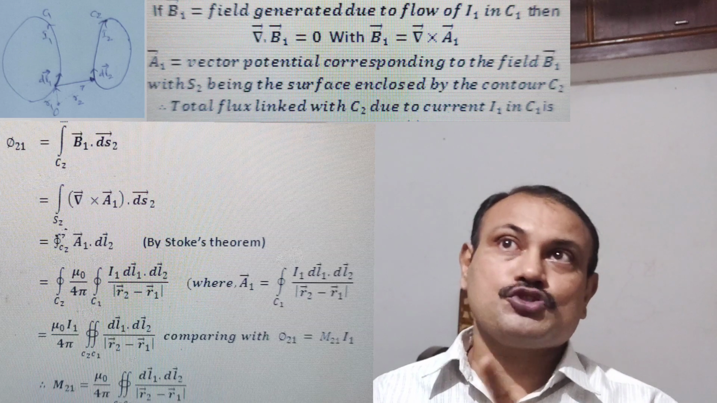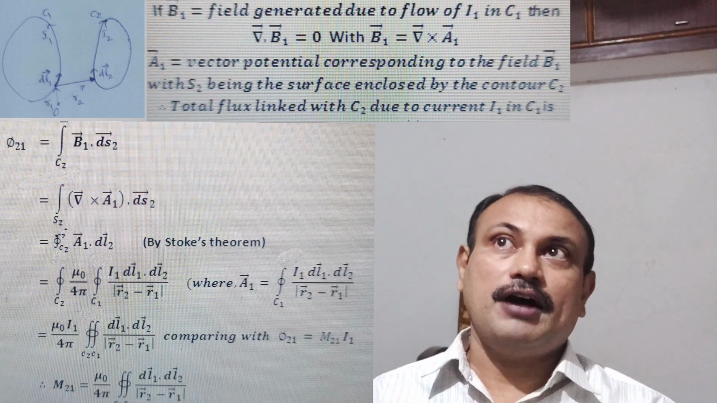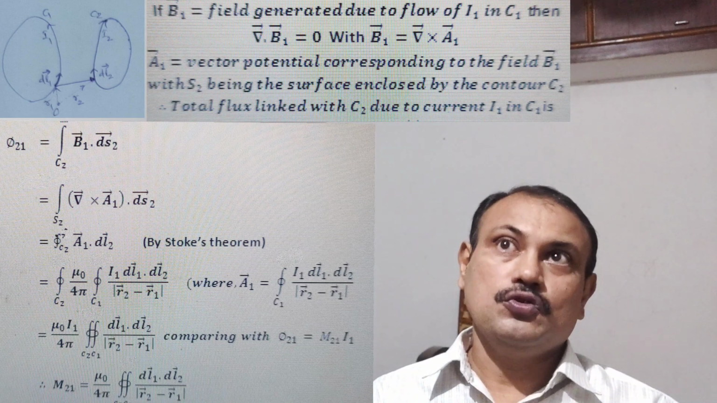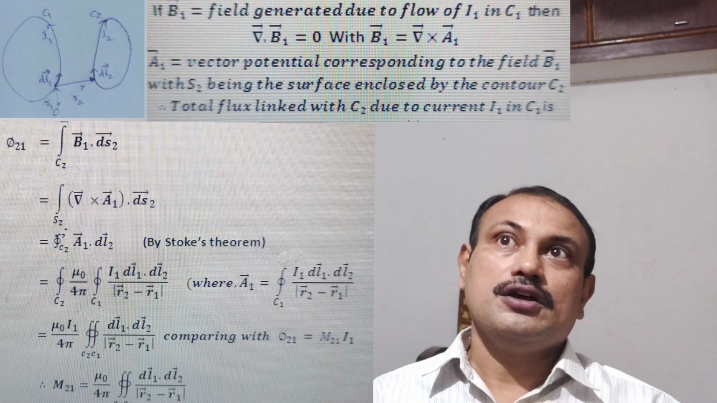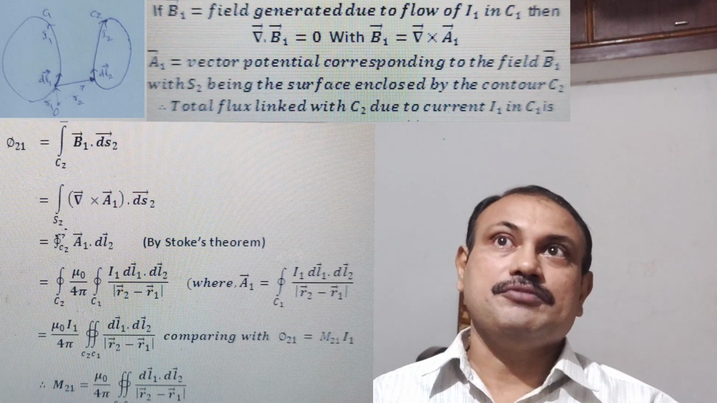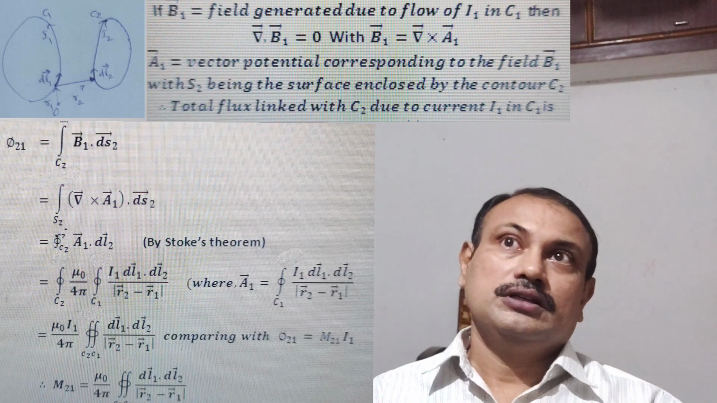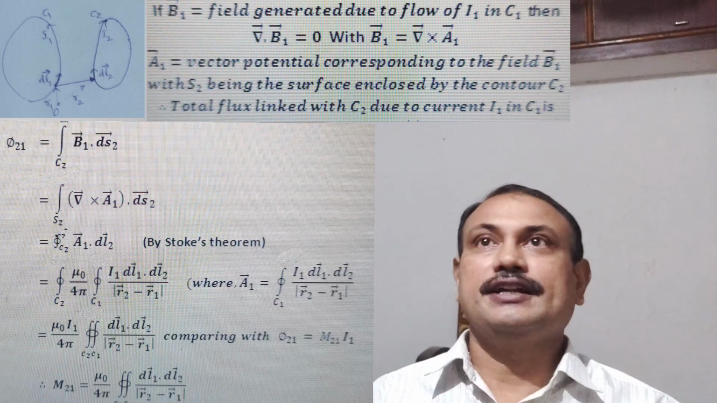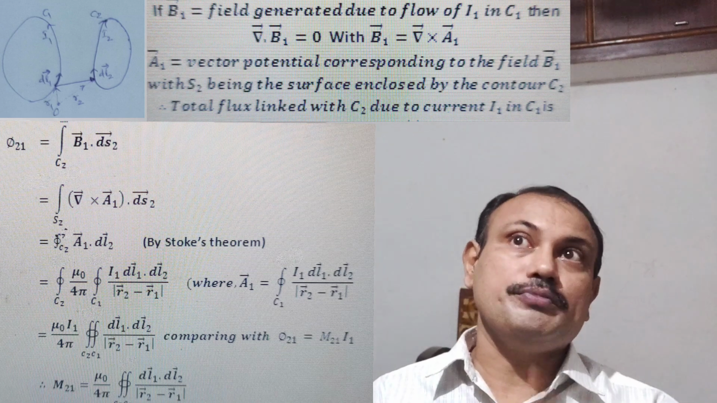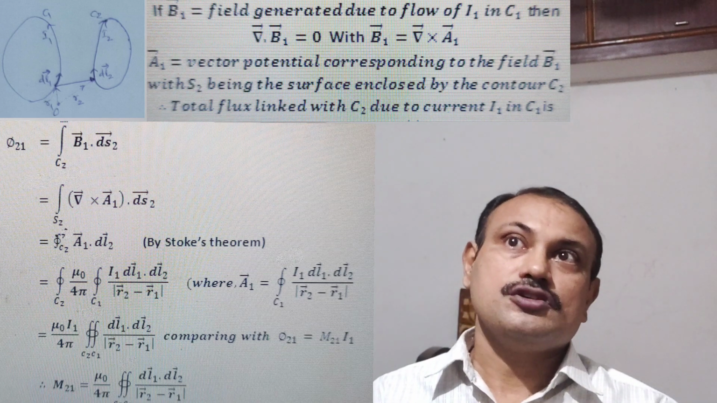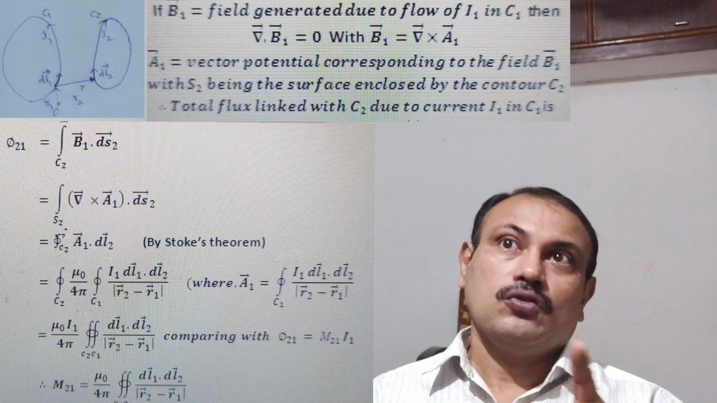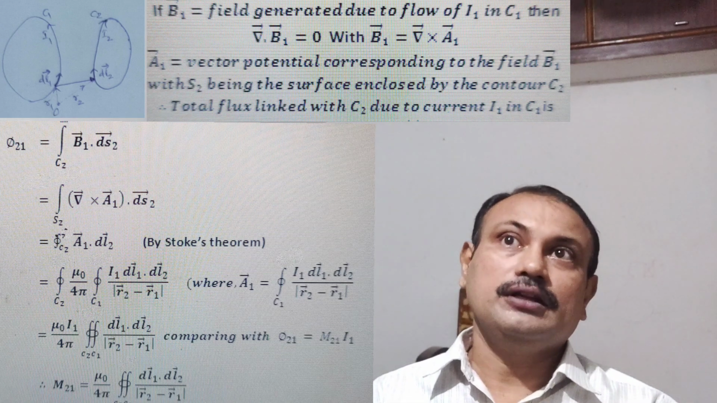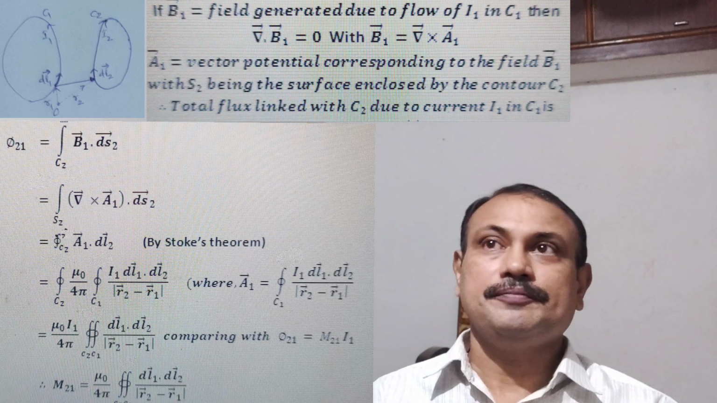So if you substitute here A1, then phi 21 must be equal to mu 0 by 4 pi closed contour integral over C2, and again closed contour integral over C1, substituting A1 vector, that is I1 times dl1 over modulus of R2 vector minus R1 vector, whole times dot dl2 vector. That must be equal to mu 0 I1 by 4 pi times closed contour integral C2 closed contour integral C1 of dl1 vector dot dl2 vector over modulus of R2 vector minus R1 vector.